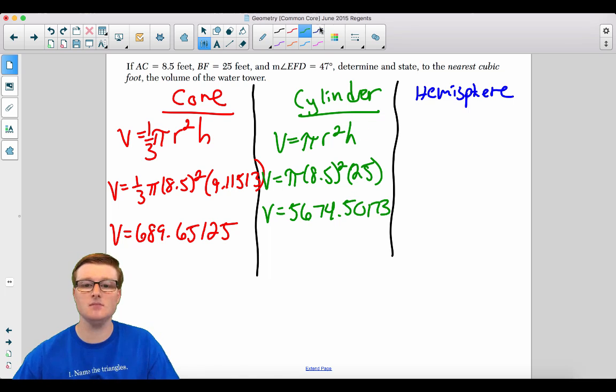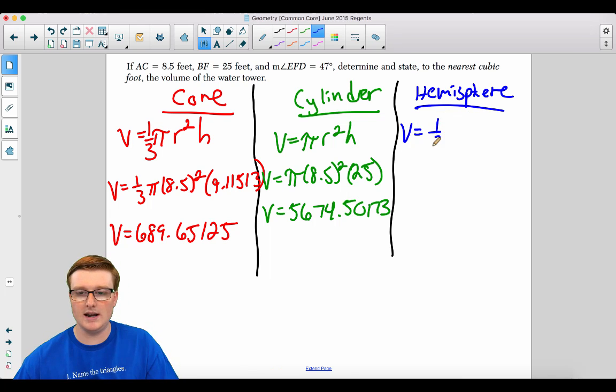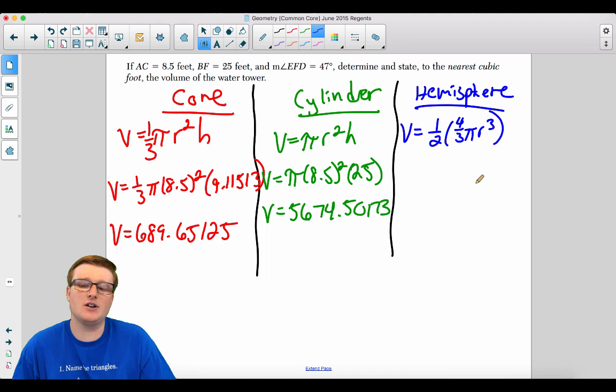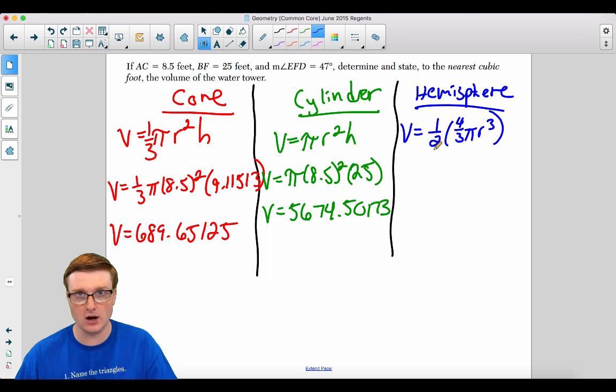5,674.50173. Okay. Now the volume of the hemisphere, V, is equal to 1/2 of 4/3 pi r cubed. Where in the world did that 1/2 come from, Trevor? Because the volume of a sphere is 4/3 pi r cubed. A hemisphere is 1/2 of a sphere. So we have to put that 1/2 out front in order to complete this portion of the problem.